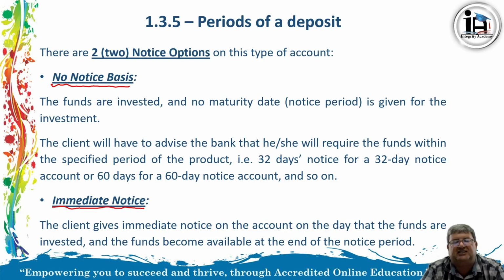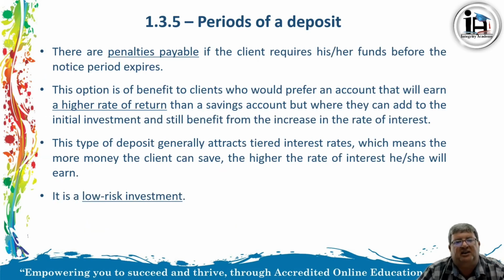Immediate notice. Now that word immediate says it all. The client gives immediate notice on the account on the day that the funds are invested, and the funds become available at the end of the notice period. So when you invest those funds, you tell that person, okay, the investment period is, let's say, 90 days, 3 months. I immediately give notice that 3 months from now, or in 90 days from now, I want my money. It's an immediate notice. There are penalties payable if the client requires his or her funds before the notice period. So if you invested it for 32 days, now you want it after 15 or 20 days, you give notice, they will tell you it's too short. But if you pay the penalty, they can help you.